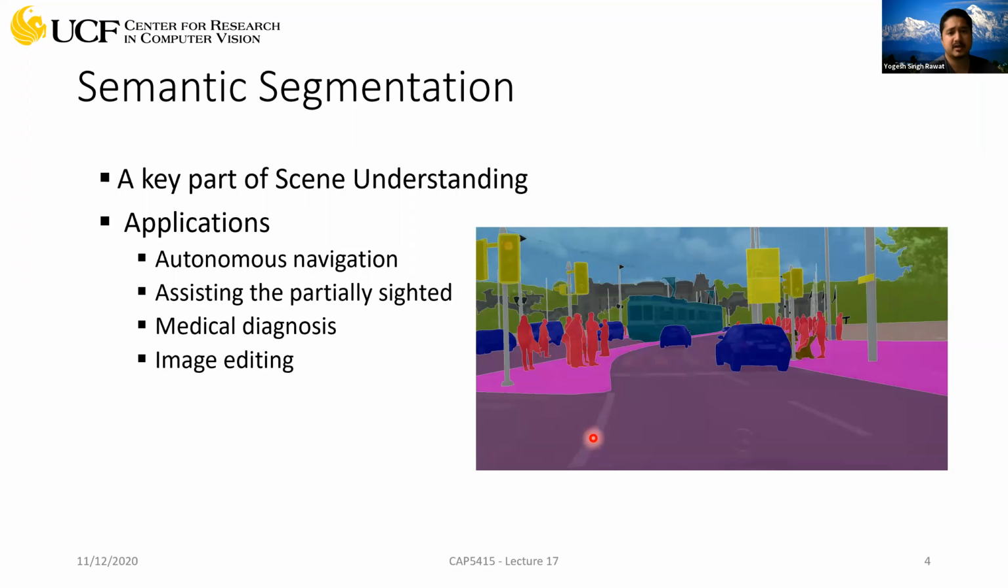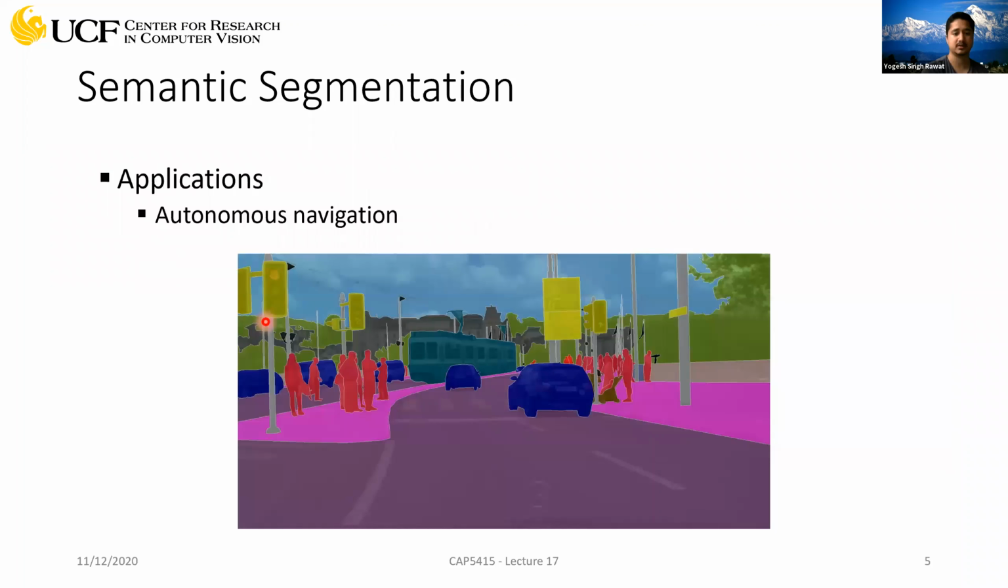So semantic segmentation is a key part of scene understanding. And there are a lot of applications where this can be used. It can be used in autonomous vehicles. It can be used for assisting people who are partially sighted. Then I think there is a big application in medical imaging. And of course, for image processing and image editing, you can use it.